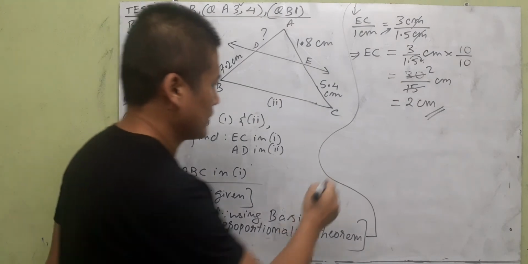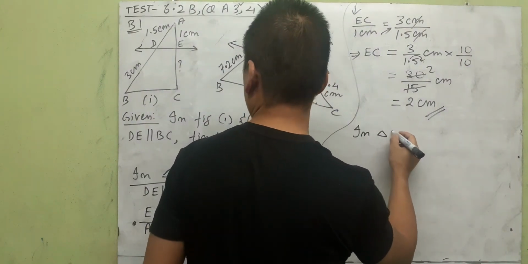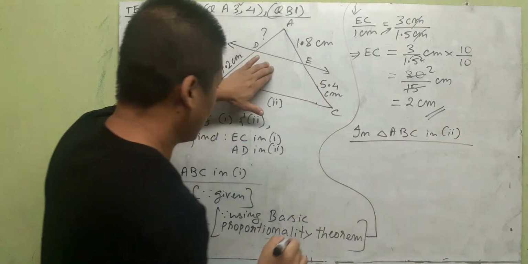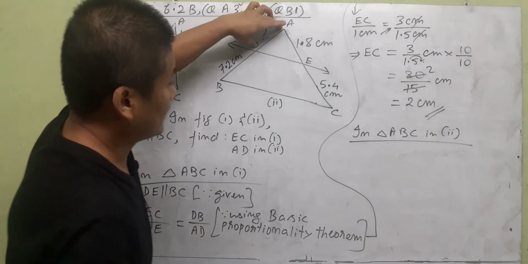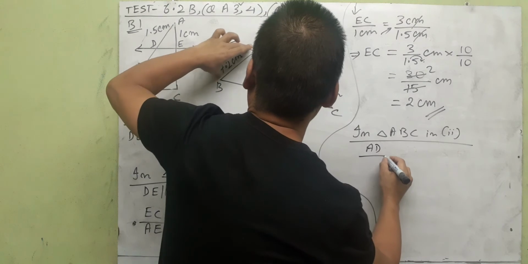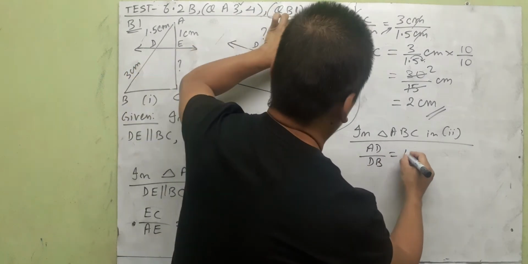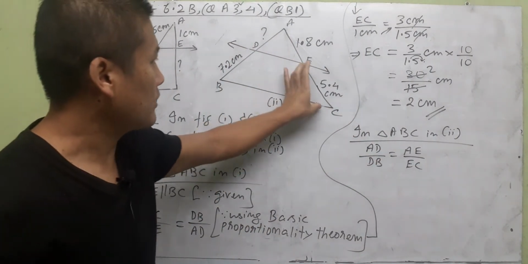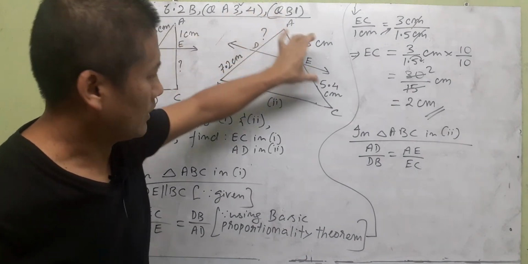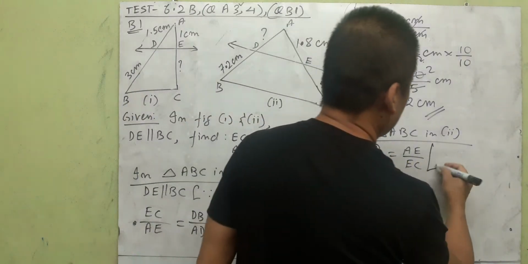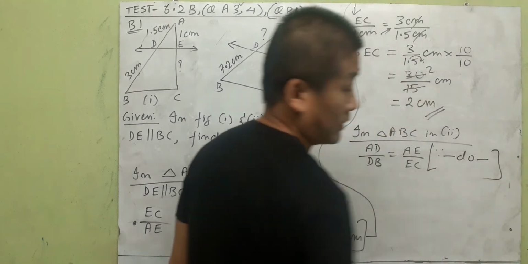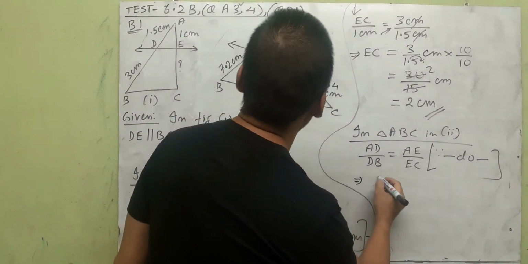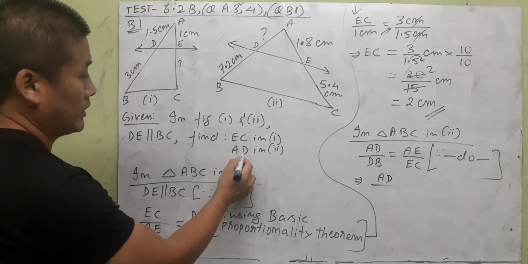Okay, so likewise, in triangle ABC in figure 2, just like we did here, we can write AD by DB is equal to AE by EC, or CE by AE also. This by this equals this by this, AD by DB equal to AE by EC, just like we wrote. And the reason is again the basic proportionality theorem. So we just write the same, because it's the same theorem we're using. So that implies AD, we don't know yet. That's what we have to find in the second one, AD in figure 2.